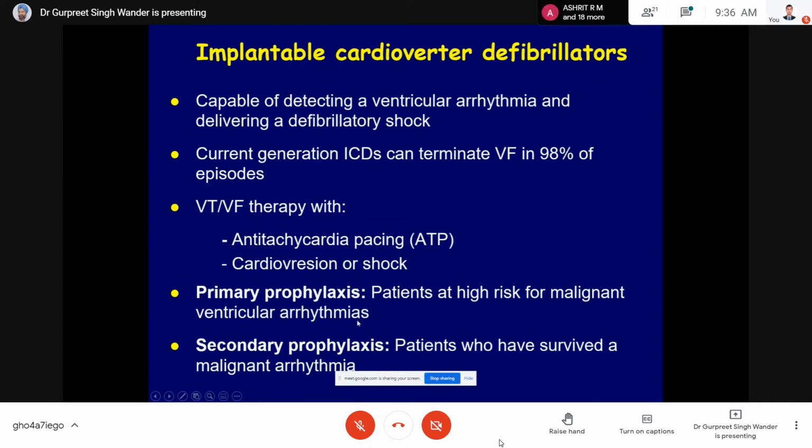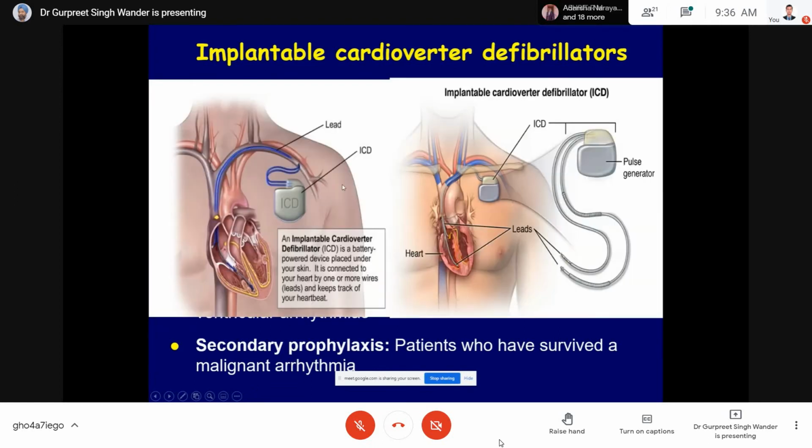So we can say primary prophylaxis. I think you can skip this. So this is what an ICD looks like, but it will have these coils because it has to deliver an electrical shock. It continuously keeps sensing, and as long as the rhythm is sinus, normal, it is sleeping. But the moment VT occurs, it senses, first does an anti-tachycardia pacing, and if that doesn't revert the rhythm, then it gives a shock.